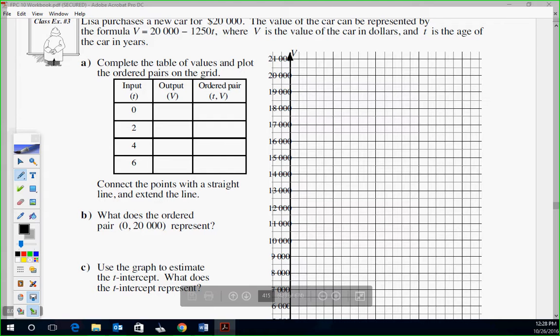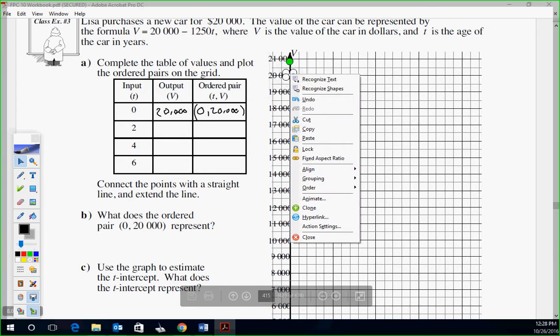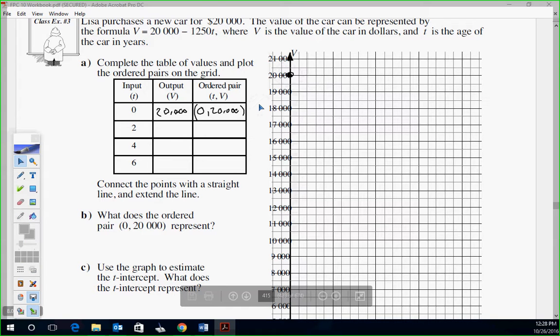So input 0, output would be the 20,000 because that's what it starts with. So this is (0, 20,000). What does that represent? Is that an x-intercept or a y-intercept? It's y. We have a y value. It's 20,000. That's the starting amount. So we put a dot here at 0.